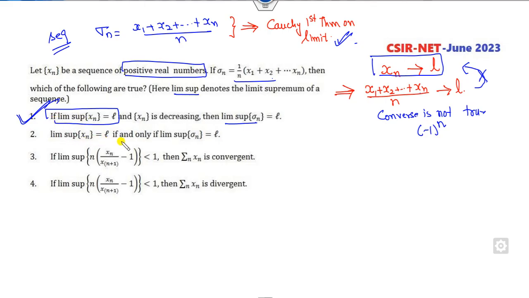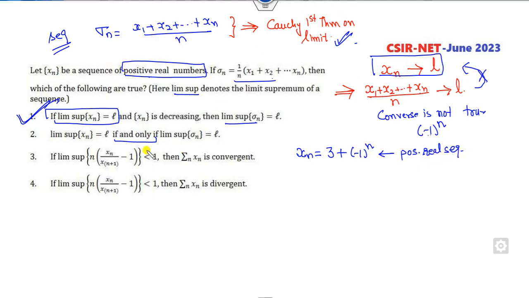Limit of supremum is L if and only if. He said the converse is also true, but remember he said it only for a positive real sequence. This is not a positive real sequence. So what you can do is make a positive sequence. It's -1 and +1, I can add 3 to them. Now it's a positive real sequence.